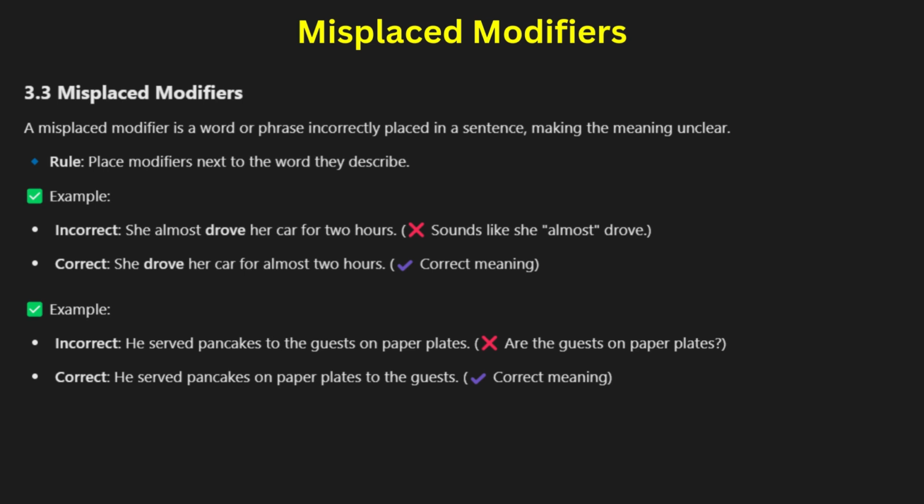Another example is "running down the street, the bus drove past me". It is incorrect. The modifier suggests that the bus was running, not the person. The correct sentence is "running down the street, I saw the bus drive past me". Proper modifier placement ensures that the sentences convey their intended meaning.